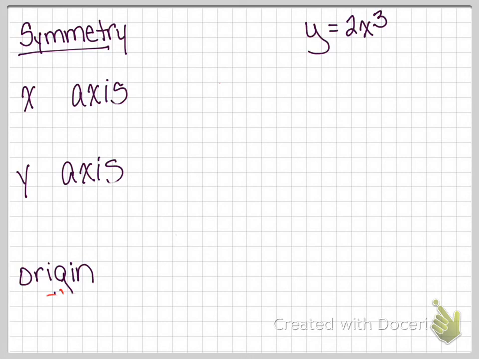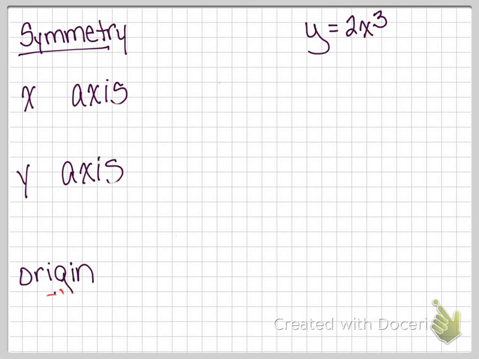Now, something that students assume is that if something's symmetrical across the x-axis and the y-axis, then it's symmetrical across the origin, and that is not true. It's possible, but everything that's symmetrical across both doesn't necessarily have to be symmetrical across the origin. Okay? A circle is, but that's not what we're looking for.